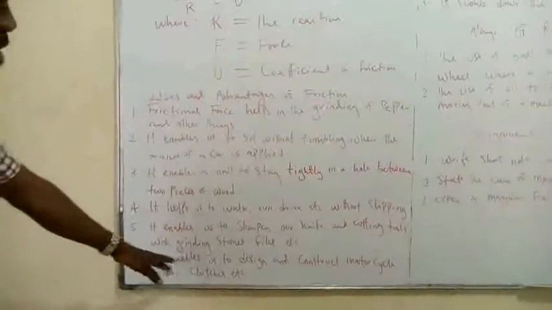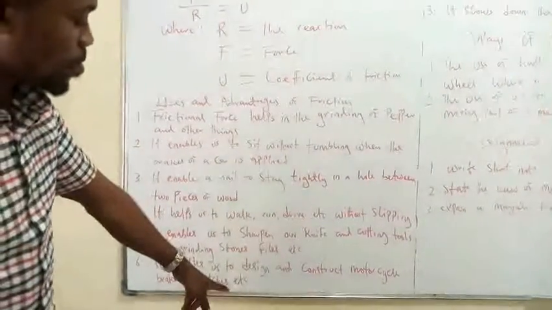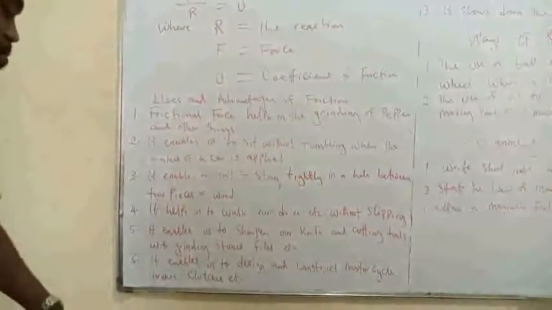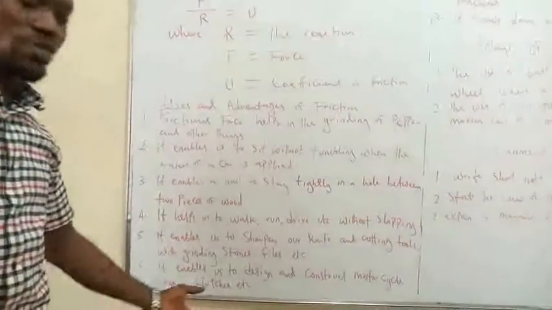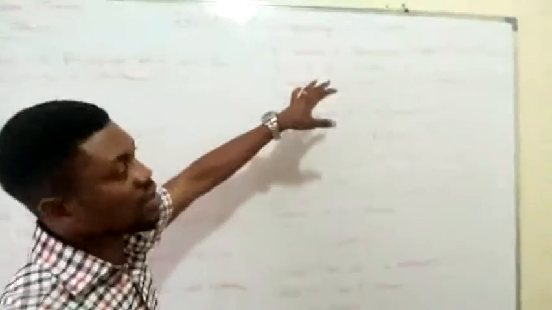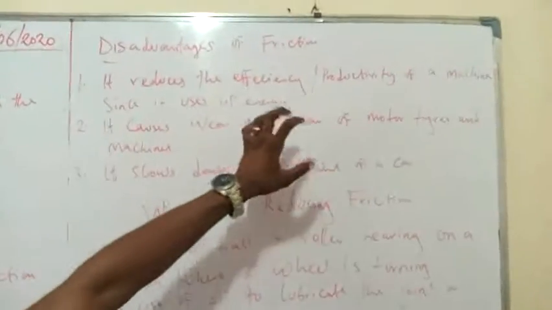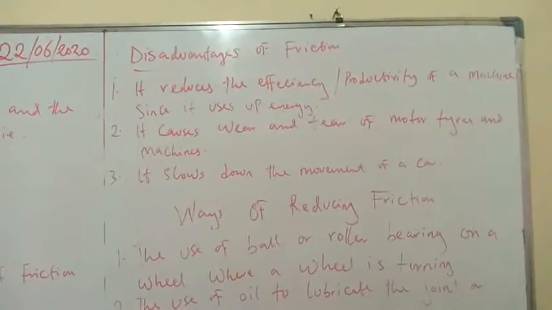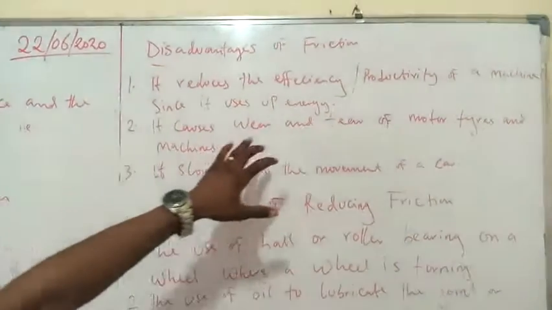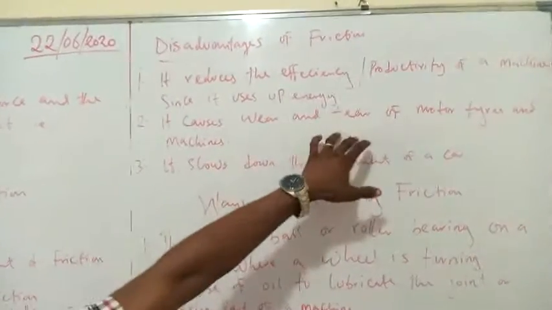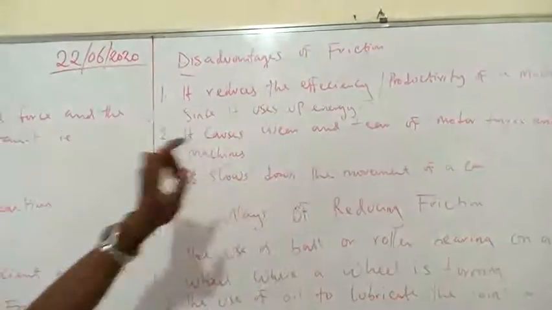Okay? It enables us to design and construct motorcycle brakes, clutches, etc. Of course. So let us now look at the disadvantages of friction. It reduces the efficiency or productivity of a machine since it uses up energy. It causes wear and tear of what? This is wear and tear of motor tires and machines.